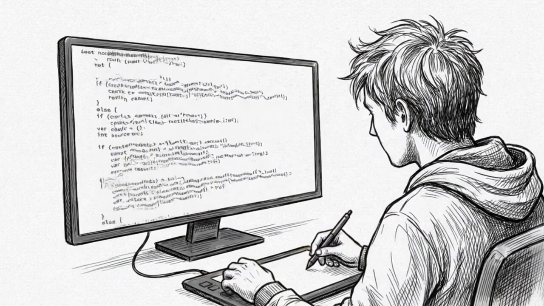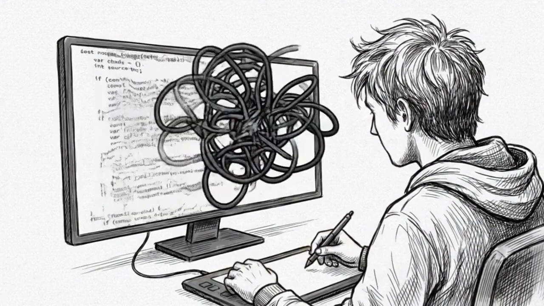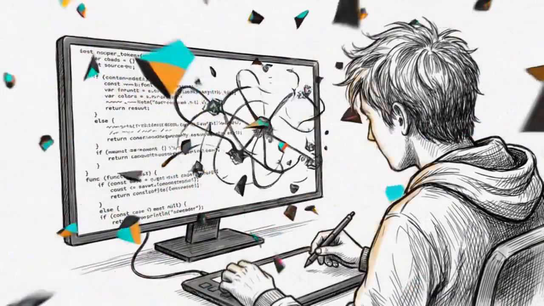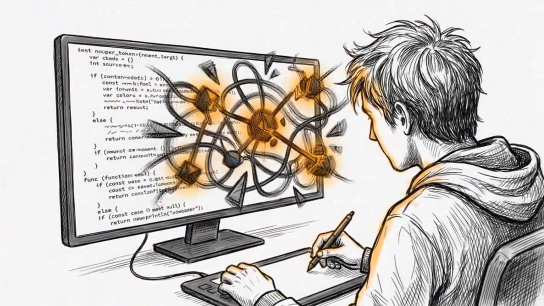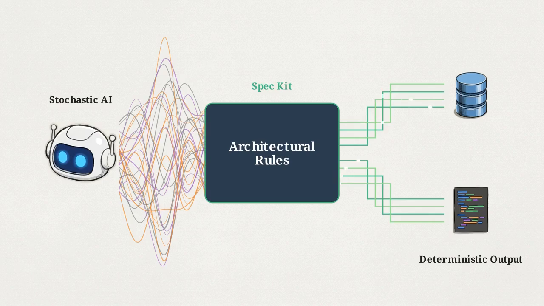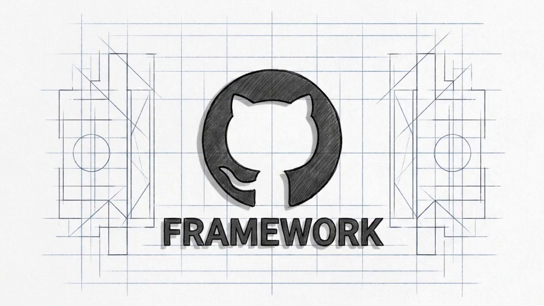Large language models generate code at high velocity, but without structured constraints, they frequently produce opaque architectures and violate existing API boundaries. To maintain reliability in enterprise environments, we need a way to force non-deterministic models to follow specific architectural rules. This is the role of GitHub Spec Kit.